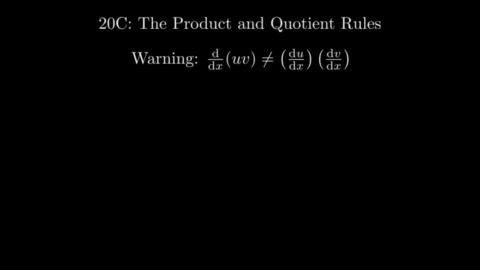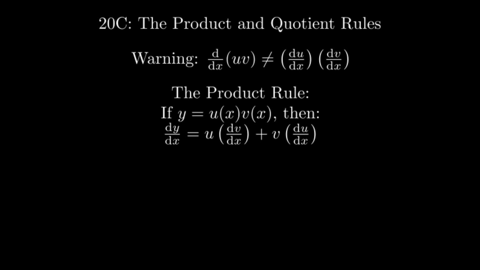Our next objective is to learn the product rule. A very common mistake is to think that the derivative of a product is the product of the derivatives. This is not true. Let me repeat. The derivative of u times v is not the derivative of u times the derivative of v. For example, the derivative of x squared is 2x. But if we think of x squared as x times x and differentiate each part, we get 1 times 1, which is 1. Clearly, 2x is not equal to 1. So we need a special rule for products.